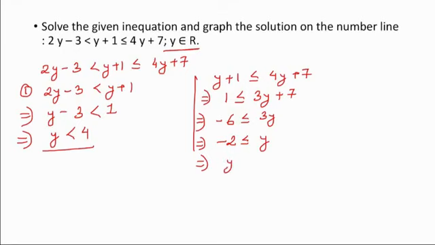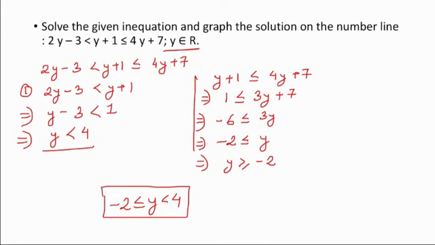So from here we can write y is greater than or equal to minus 2 and y is less than 4. So y greater than or equal to minus 2 and y less than 4. We can represent it in this way. And let's try to plot this in the number line. So y will range from minus 2, it can equal minus 2, it cannot equal 4.